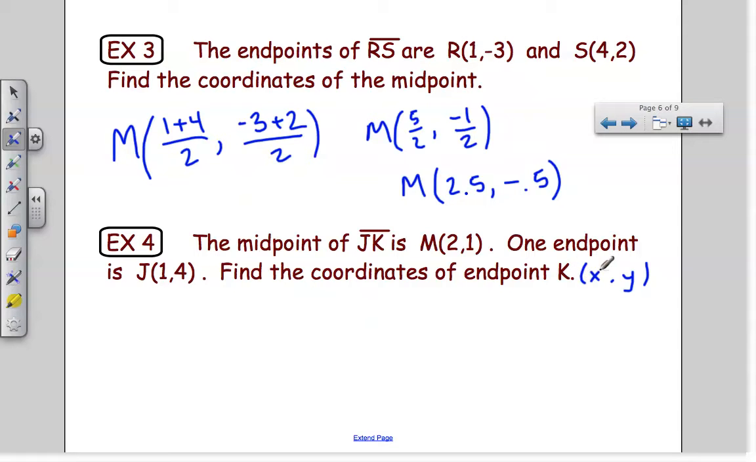I don't know endpoint K, which means I'm looking for the x, y of point K. I don't know what it is. And maybe I'll call it x sub 2, y sub 2, since I have the first point. Point J was at 1, 4. This is the midpoint, the middle, which is 2 and 1. So let's see. What do I know that I do to get the midpoint?